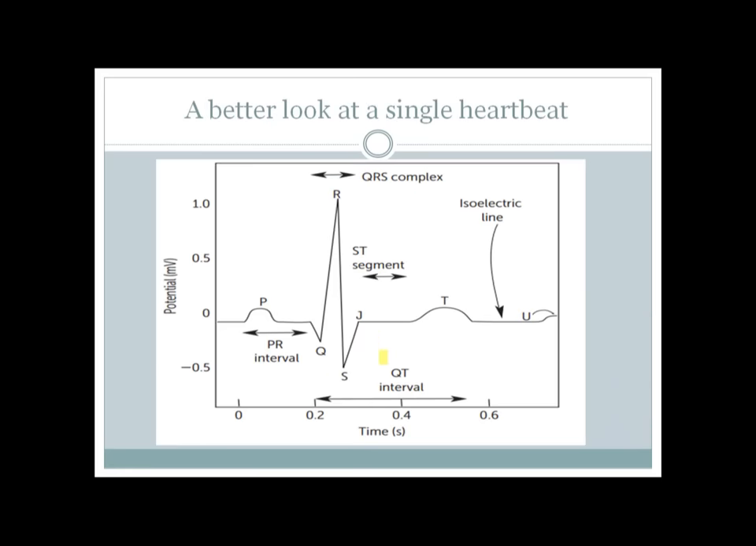Here you see a detailed view of a single heartbeat. You can see multiple areas: the P wave, then the PR interval, the QRS complex here, the ST segment, the QT interval, and ultimately the T wave and also the U wave.